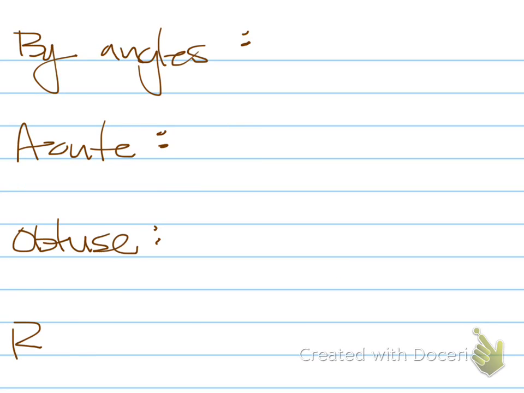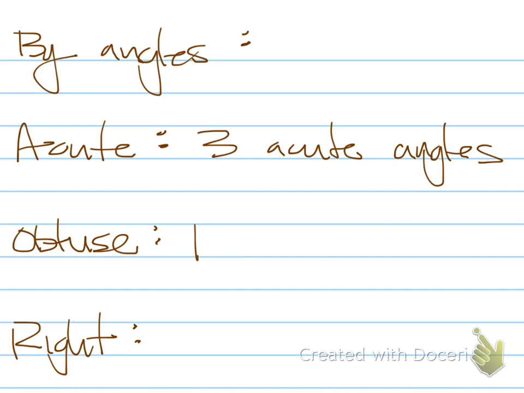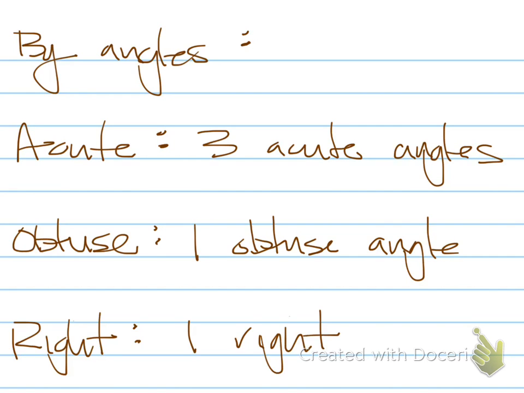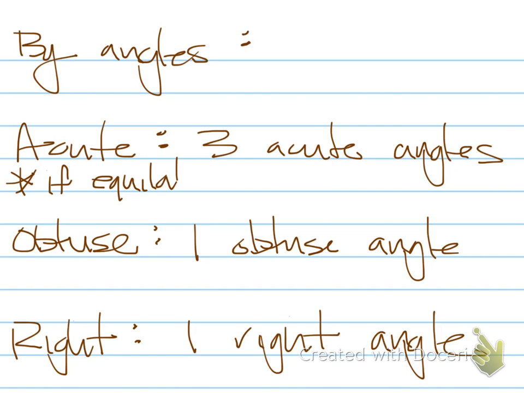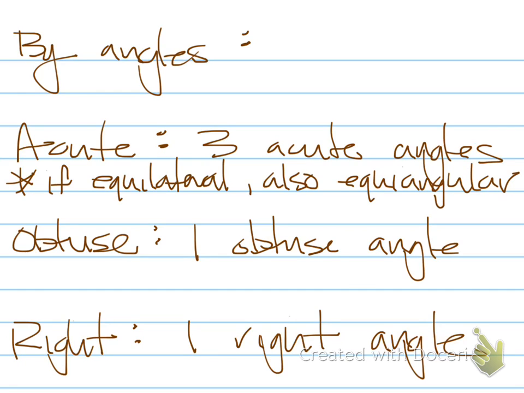When you classify triangles by their angles, they can be classified as either acute, obtuse, or right. Acute triangles have three acute angles. Obtuse triangles have one obtuse angle, and right triangles have one right angle. Note also that if a triangle is equilateral, then it is also equiangular.